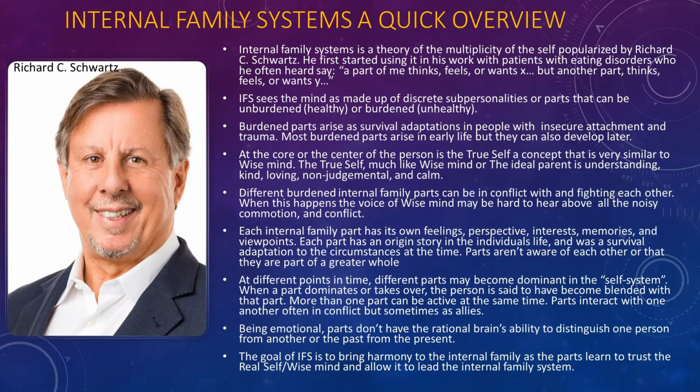Being emotional, parts don't have the rational brain's ability to distinguish one person from another or the past from the present. The goal of internal family systems is to bring harmony to the internal family as the parts learn to trust the real self or wise mind and allow it to lead the internal family system.